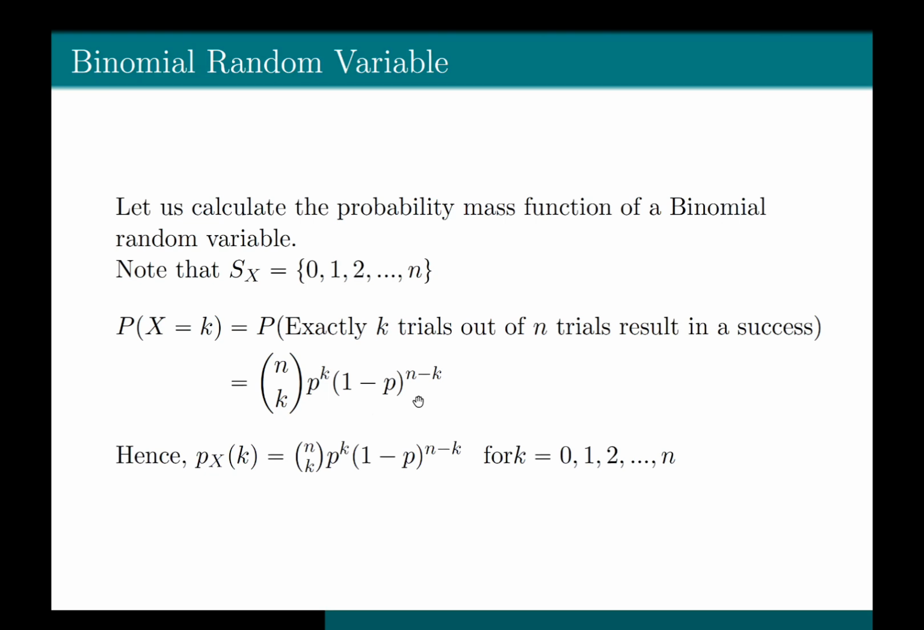And therefore, the probability mass function over here, which gives the probability of obtaining exactly k successes in n trials, considering all possible ways this can occur, is equal to nCk times p to the power k times 1 minus p to the power n minus k, where k can take value 0, 1, 2, 3 till n.